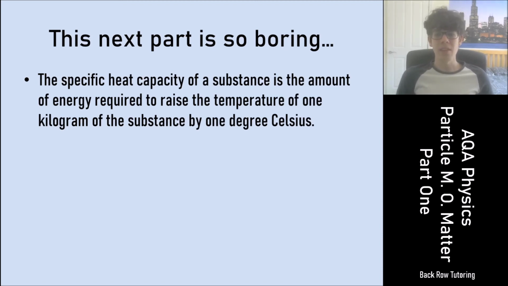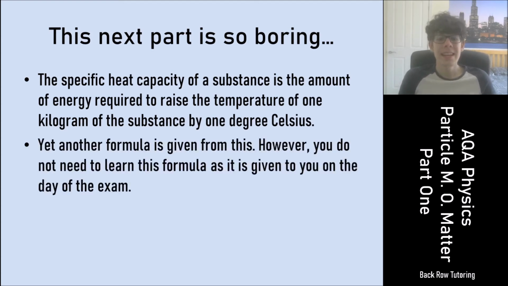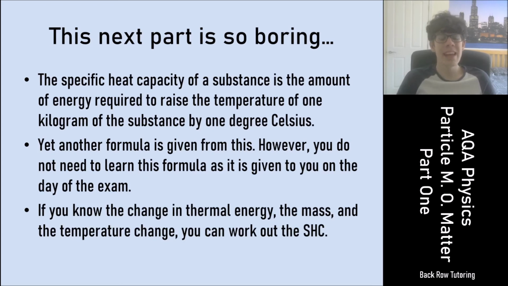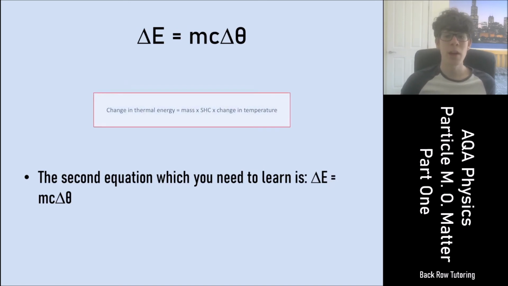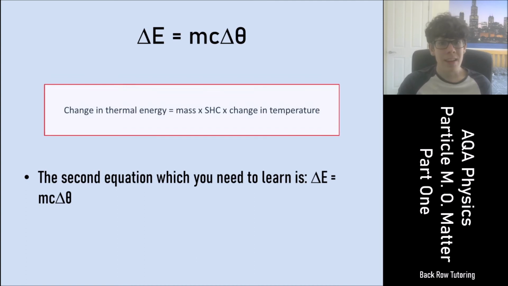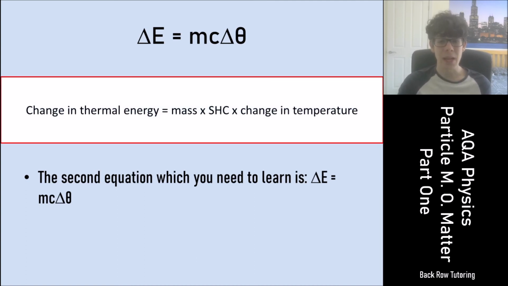So the specific heat capacity of a substance is the amount of energy required to raise the temperature of 1 kilogram of the substance by 1 degree Celsius. Yet another formula is given from this. However, you do not need to learn this formula as it is given to you on the day of the exam. If you know the change in thermal energy, the mass, and the temperature change, you can work out the specific heat capacity, and that is because delta E is equal to m c delta theta. The change in thermal energy is equal to the mass of that object multiplied by the specific heat capacity multiplied by the change in temperature.